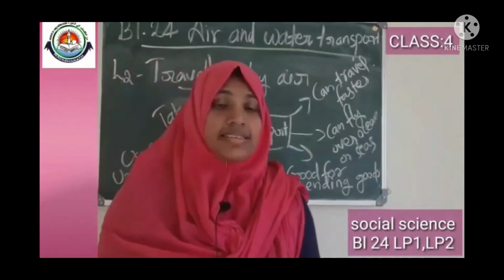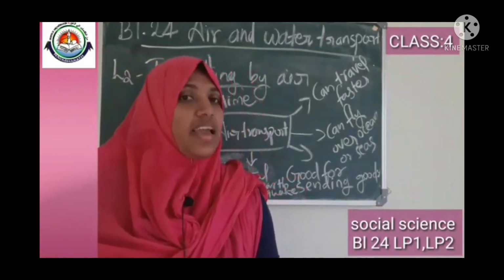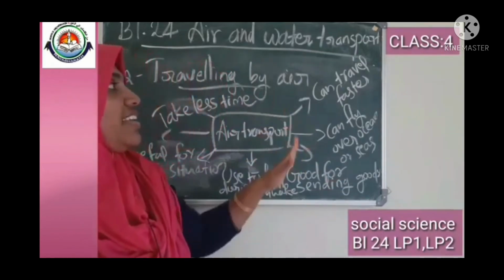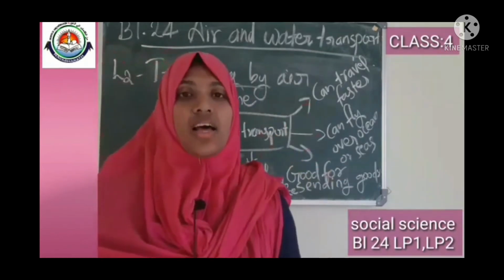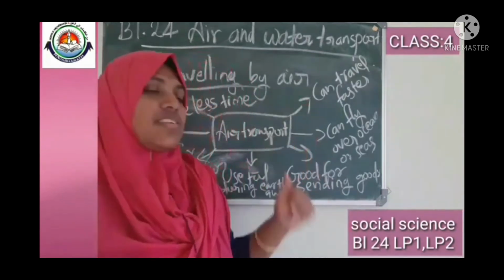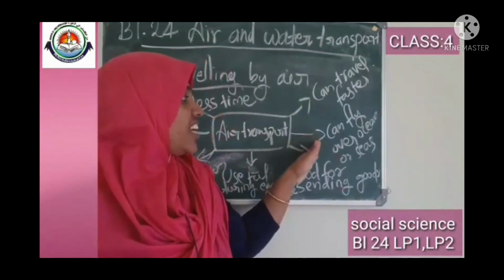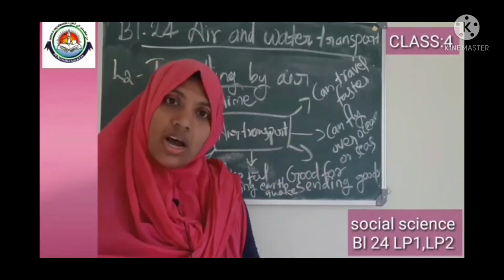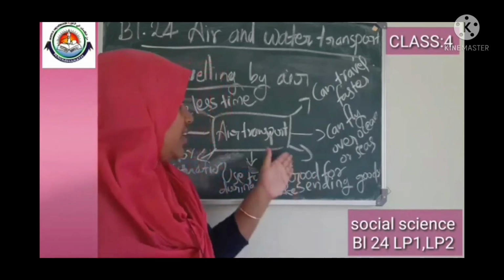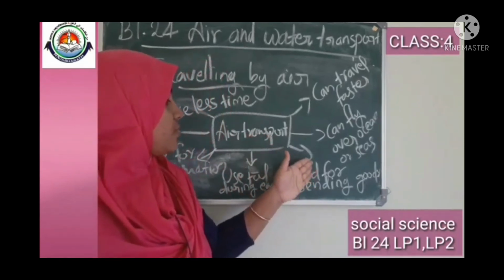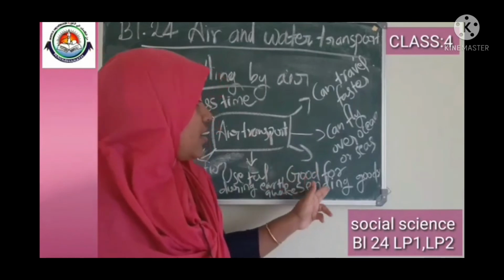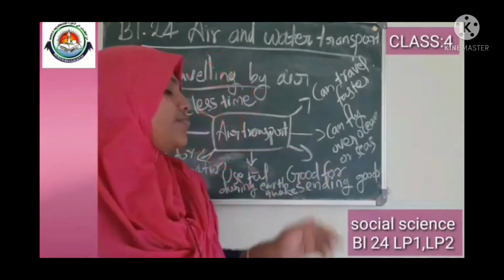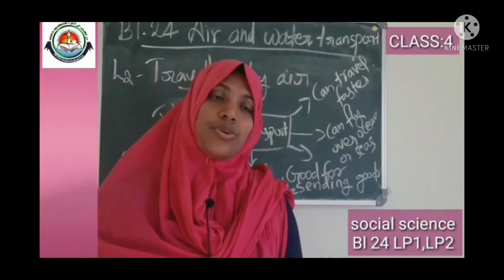Then let's discuss how aeroplanes help us. How does an aeroplane help us? An aeroplane can travel faster than other vehicles, other transport. Then it can fly over oceans and seas. We can fly across the water and land. Then air transport is also useful for sending goods from one country to another.